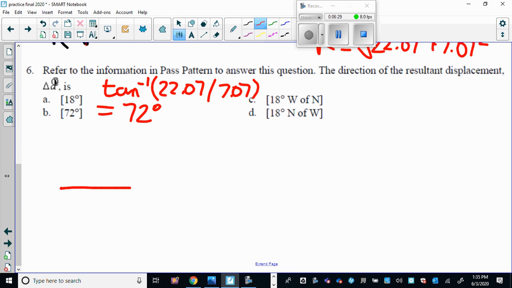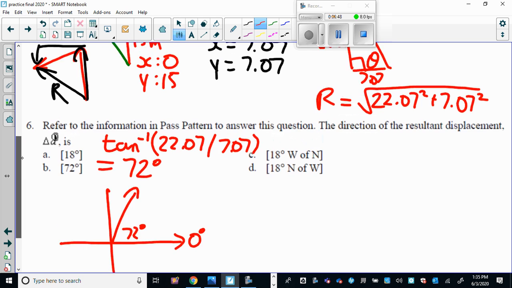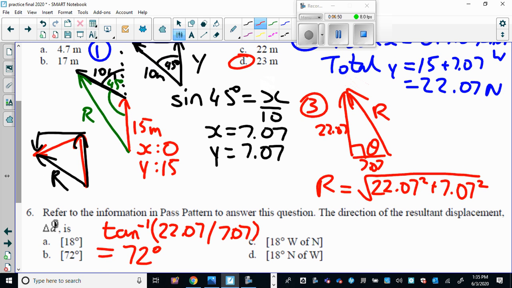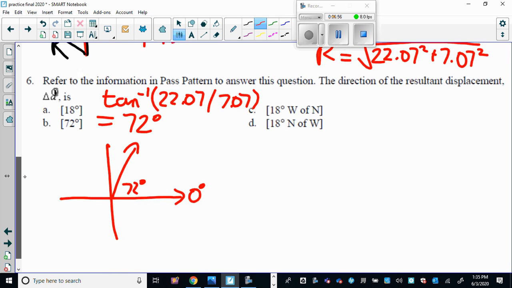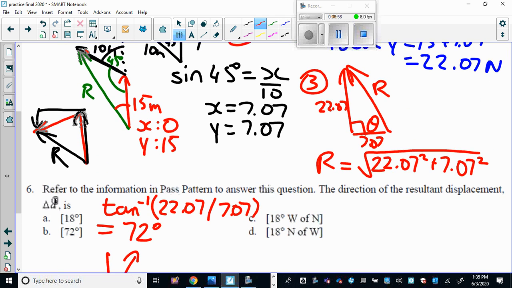72 degrees is, remember, this is 0 degrees, and if you're using the Cartesian system, then you go in a counterclockwise direction. So this is 72 degrees right here. And clearly, that's not what our resultant is here. This is our resultant right here. And so let's go back to our diagram right here. If that angle there is 72 degrees, what is it?